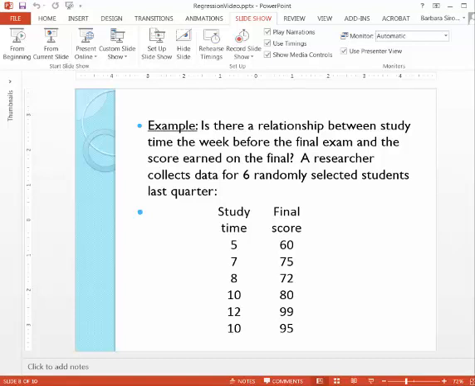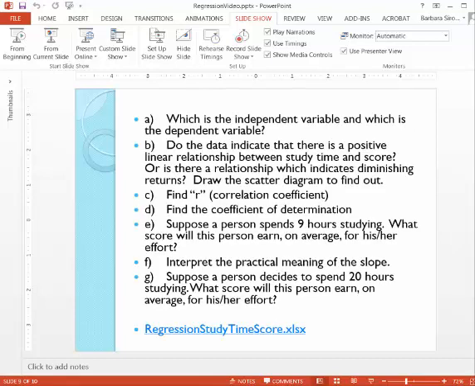And the example is going to be, is there a relationship between study time the week before a final and the score earned on the final? I've got 6 points here. So what are we going to do with this data set? Well, the first thing we're going to do is to say which is the independent variable and which is the dependent, because that's going to be important as we run our analysis.